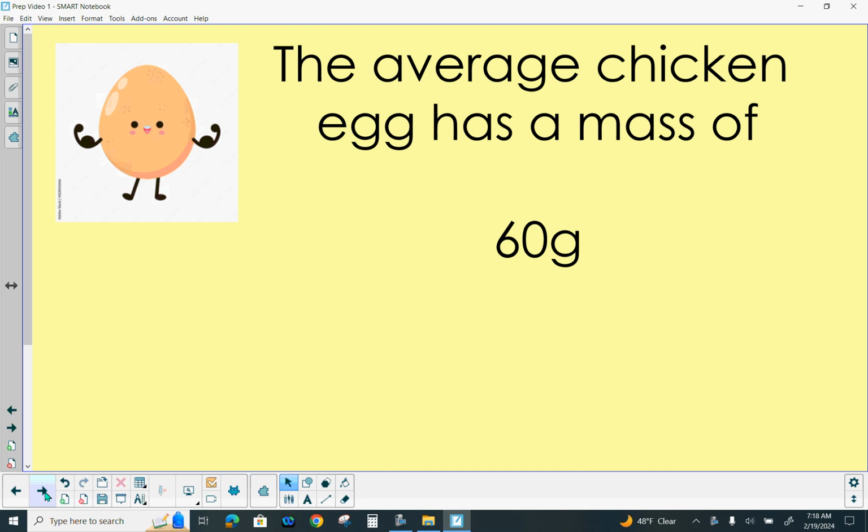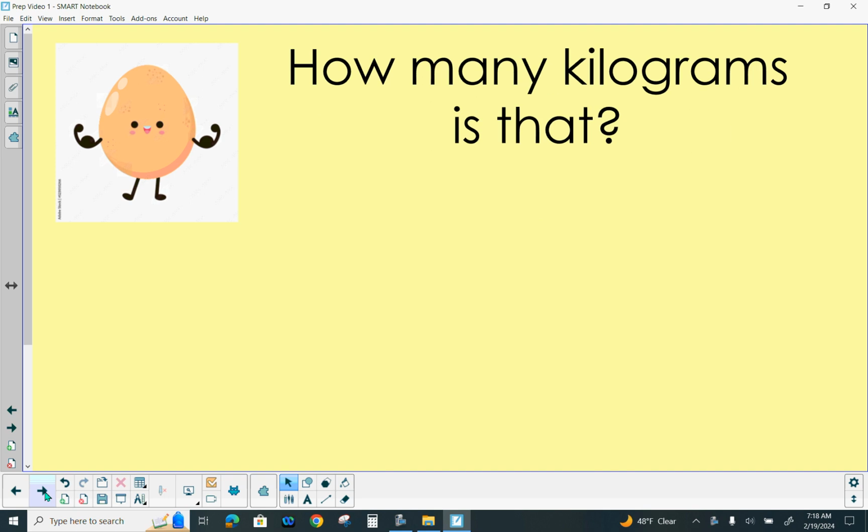So the average chicken lays an egg that has a mass of about 60 grams. How many kilograms is that? It's about 0.06 kilograms. This is important because we have to measure all our values in kilograms.